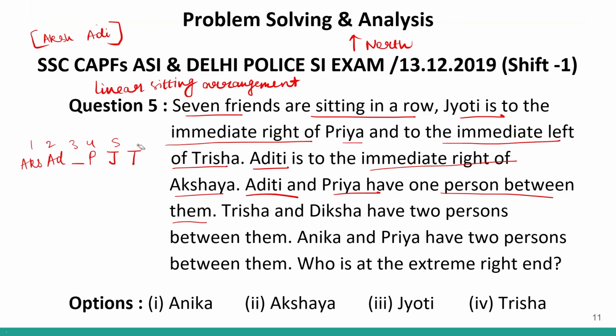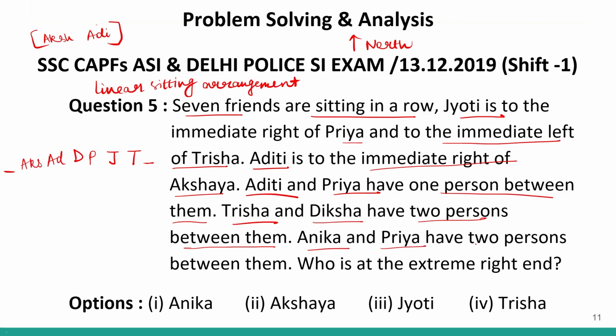Now let us solve more. Trisha and Diksha have two persons between them. So I said that either we can have this position or this position, right? Now Trisha and Diksha have two persons between them, so Diksha definitely cannot come at this position, neither can Diksha come at this position. So Diksha will come at this position. This will be the final position for Diksha, with two people between Trisha and Diksha. Now, two positions are open, either here or here, because these are 6 people now.